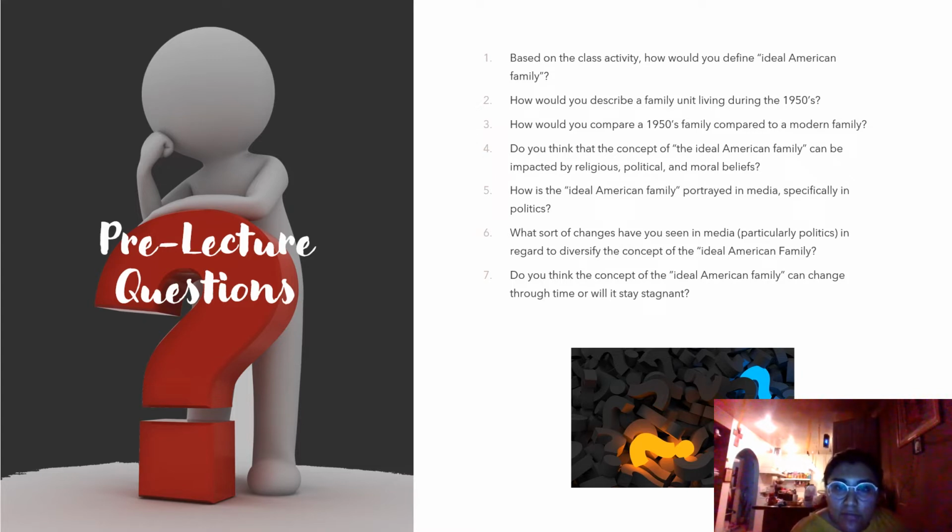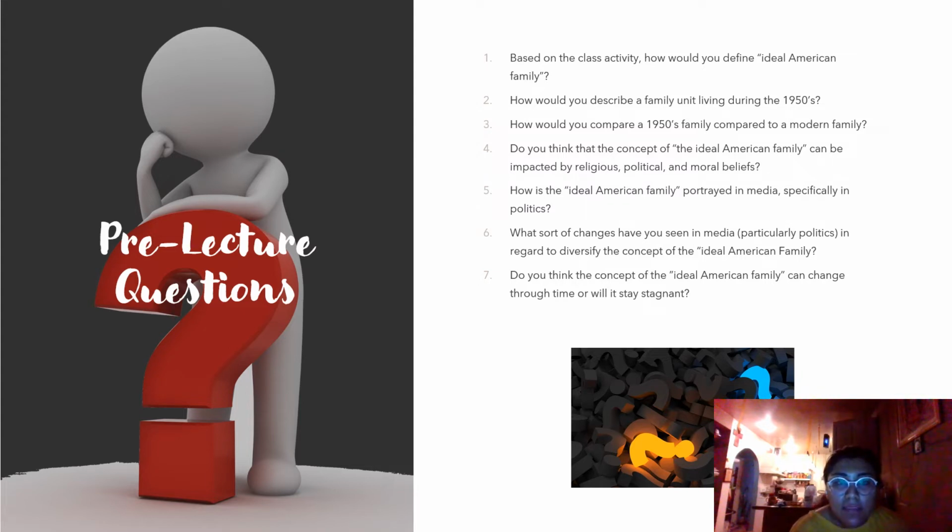And so the fourth one: do you think the concept of the ideal American family can be impacted by religious, political, and moral beliefs? This one again has to do with the reading, because the reading discusses how not one of these three factors alone impacts how a family perceives their family structure. It's not that one factor is above all else. Rather, it depends on where the individual within the family stands on the religious and political spectrum, and what their moral beliefs are about what family should be.